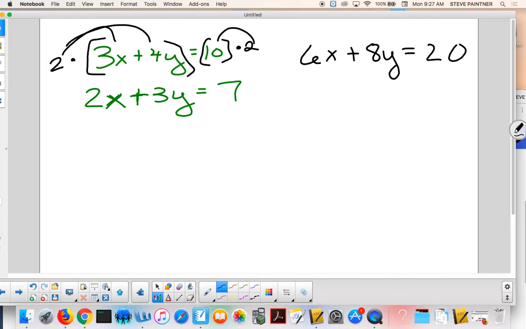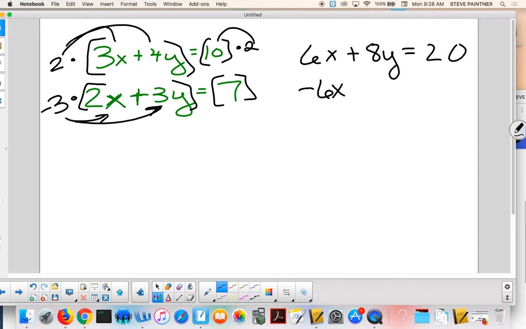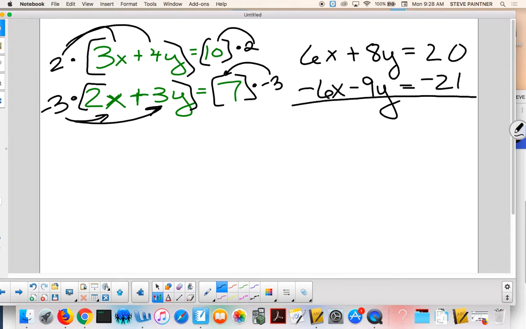Now, make the bottom one negative 6x. That's your goal. But you'd have to multiply by what? Negative 3, right. Good? And that would make a negative 6x. That would make a negative 9y. Equals what? Yep. Draw your line. Add the two equations. Knock out the x's and solve it. All right. You're on your own.